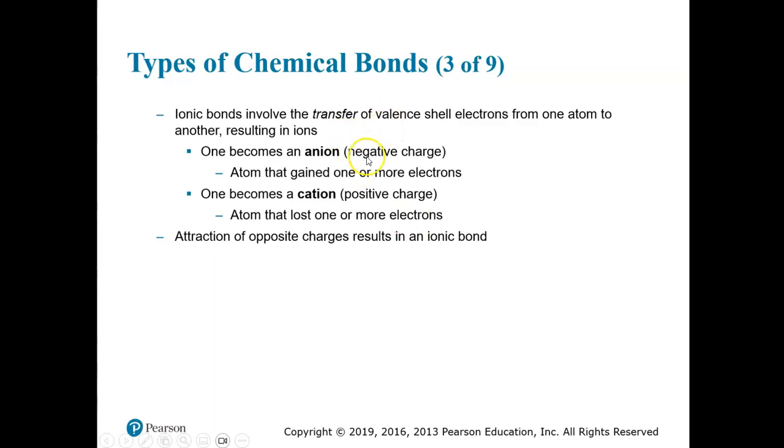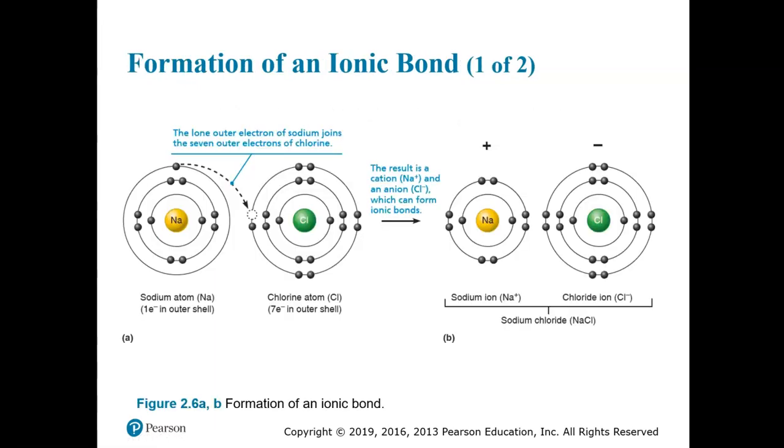So an ion that has a negative charge is called an anion. That means it has gained electrons. And an ion that has a positive charge is called a cation because it has lost electrons. So an anion and a cation, which have opposite charges, are attracted to one another and form ionic bonds.